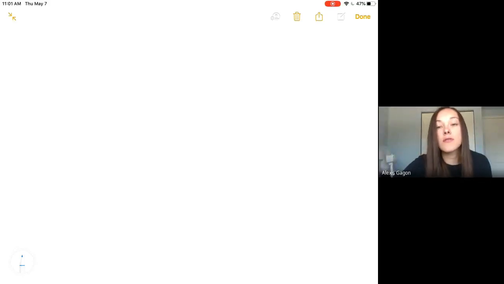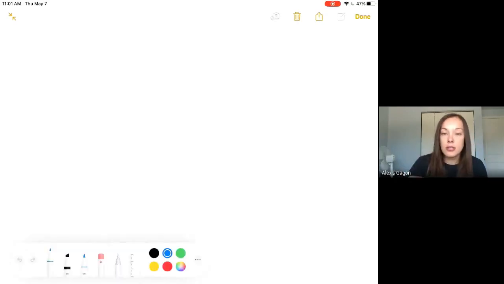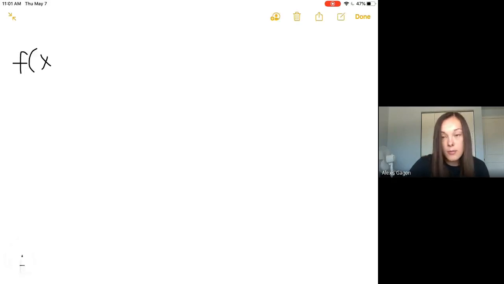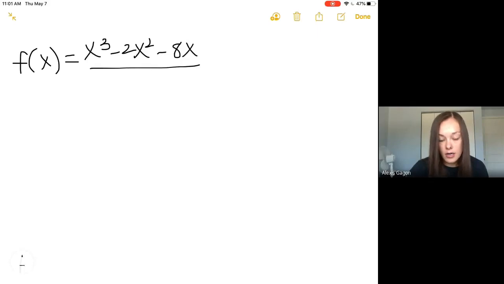Okay, so this first one that we're doing, we're working with rational equations, and we should have graphed these a while ago. I don't know why we didn't. That was kind of my mistake, but let's look at this one. So if we have f of x equals x cubed minus 2x squared minus 8x, over negative 4x squared plus 12x.